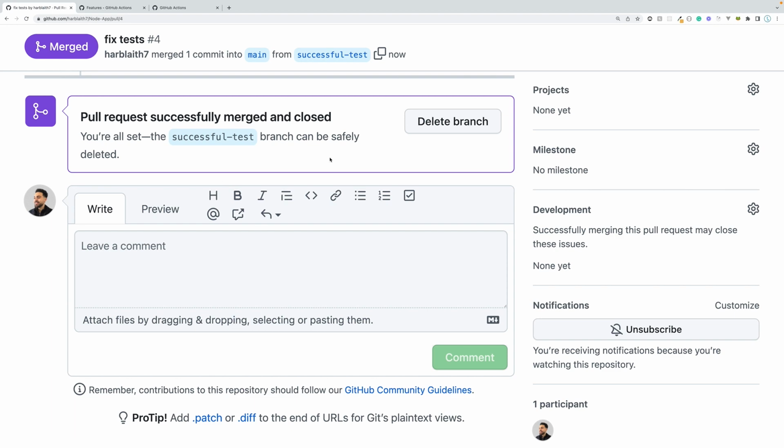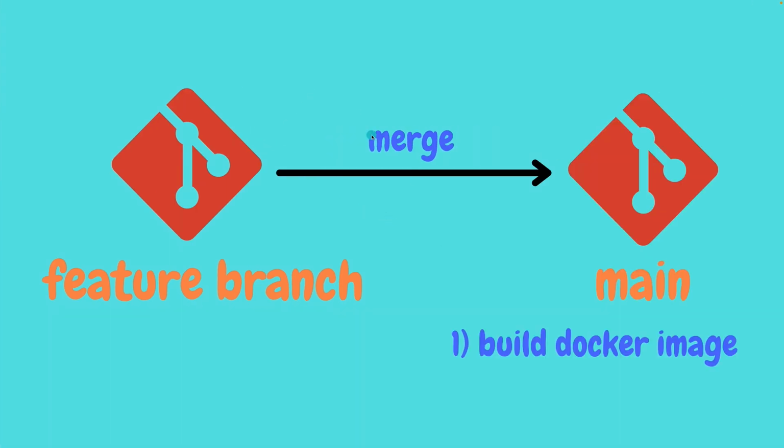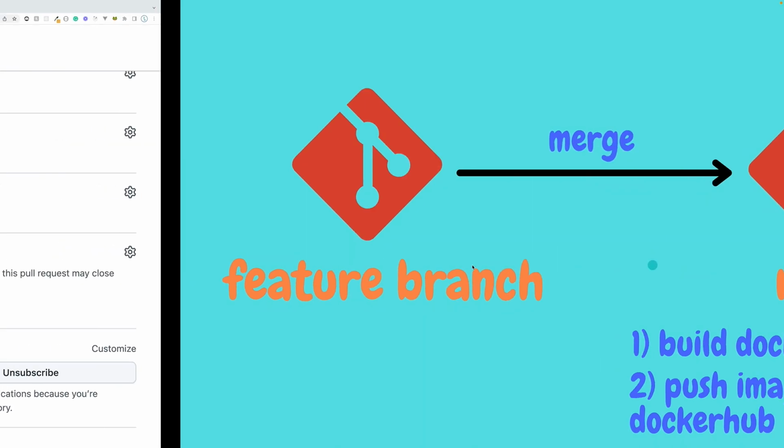Now, what do we need to know? Well, let's talk about the other workflow. So the other workflow is when we actually merge this into main, we want to build a Docker image, and we also want to push this image into DockerHub. So let's actually go ahead and start working on this.